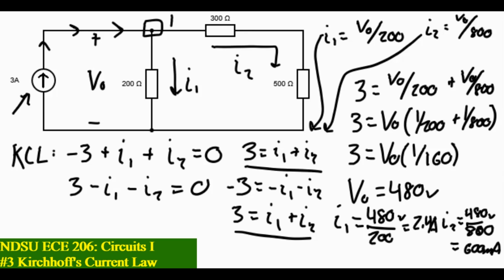Let's put our amperage right there. I'm running out of room here, but 2.4 plus 600 milliamps is going to equal 3. And what do we have here? 3 equals 2.4 plus 600 milliamps. That's going to be 3 equal to 3. So good. Perfect. Circuit is solved.